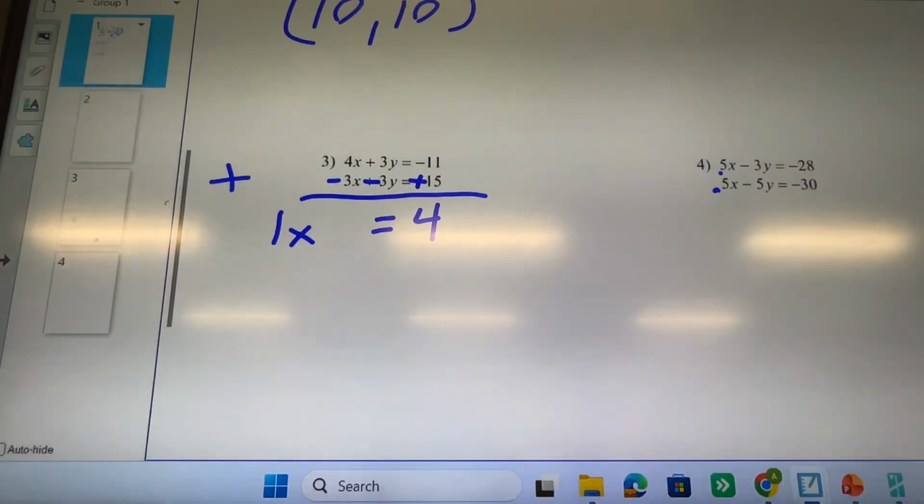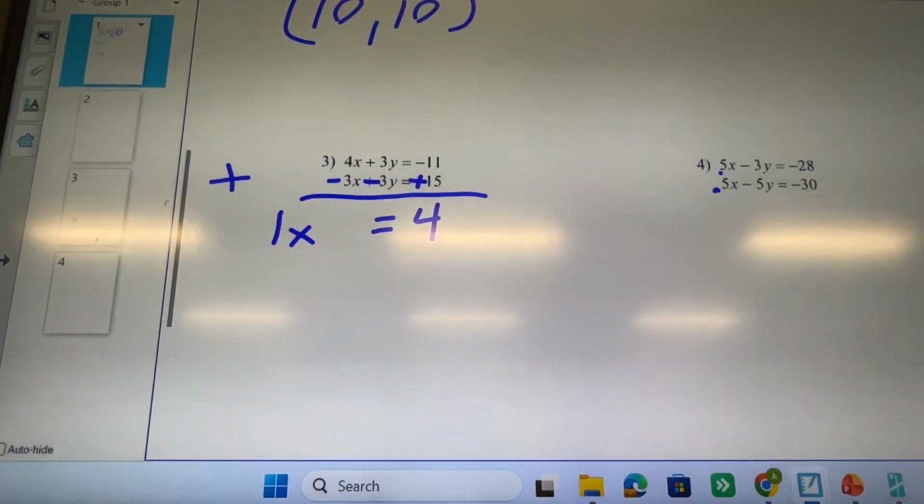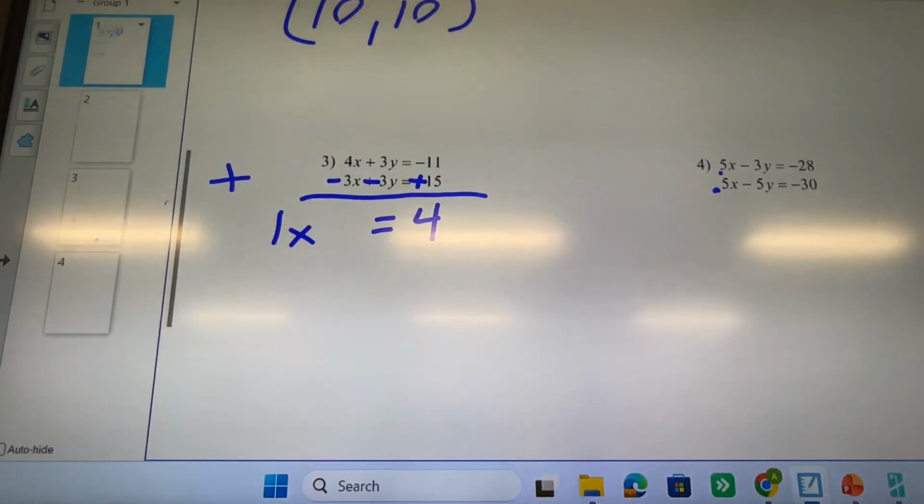Look at number 4. Yeah, we need to make changes on the x's, really. Okay, flip your page. Look at number 5. Should the x's or y's cancel? The y's should cancel. Are they the same signs or different? Same. They are the same, so that means you need to change all the signs on the second equation.